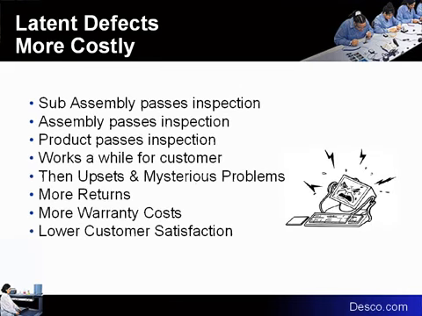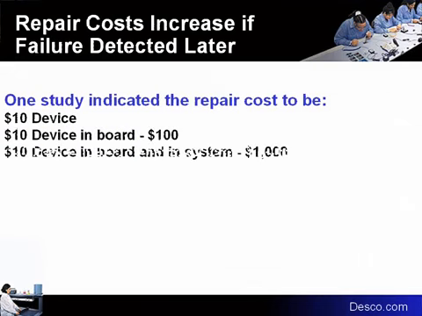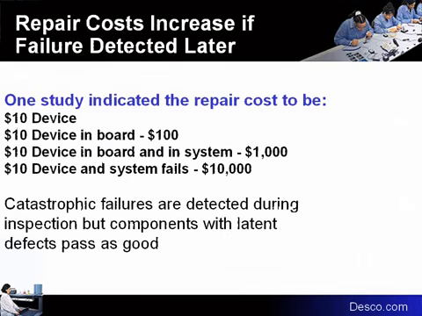So the items that suffer a latent failure pass inspection, go out to the customer, then all of a sudden there's some premature field failures, and this can be very costly in product returns, repairs, warranty costs, and lower customer satisfaction. One study showed the progression where if you have ESD damage to a device, you may lose a $10 device. If it has been processed into a board, it could cost you $100. And if you put it into a complete system, it can go up as high as $10,000 for that static control failure.